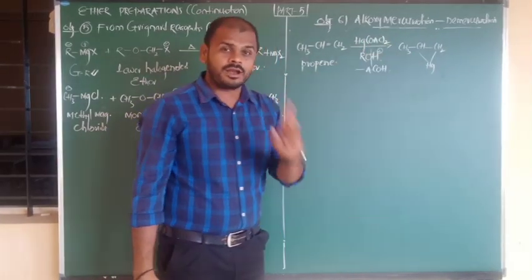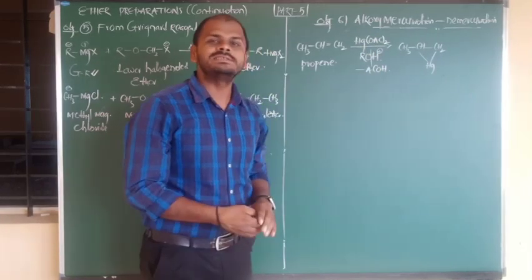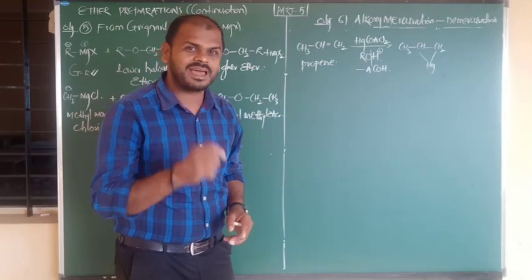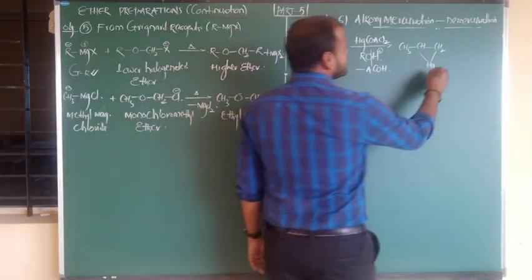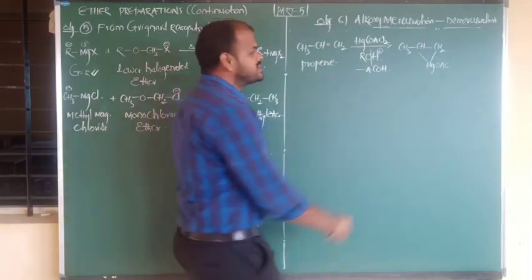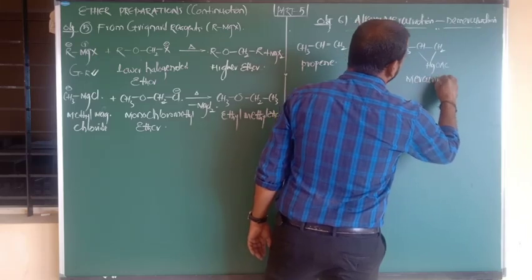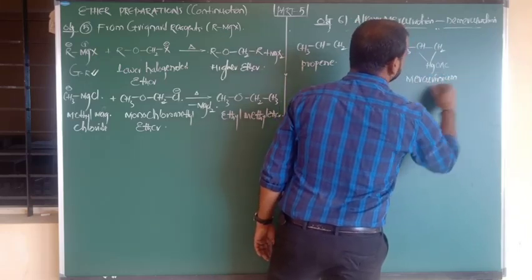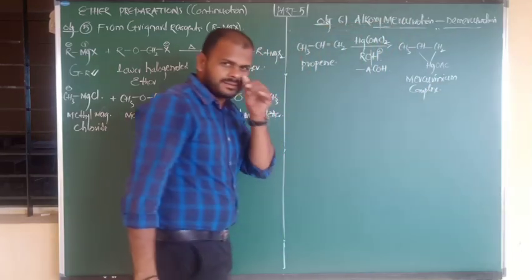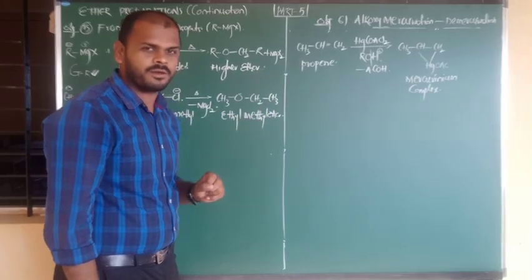Mercury diacetate has two acetate ions. But I already told you one of the acetate ions is removed in the form of acetic acid. One more acetate ion will be there, so we write it like this, HgOAc. This is your intermediate complex. The name of this complex is the mercurinium complex. Understood? In that complex, the central metal is mercury.